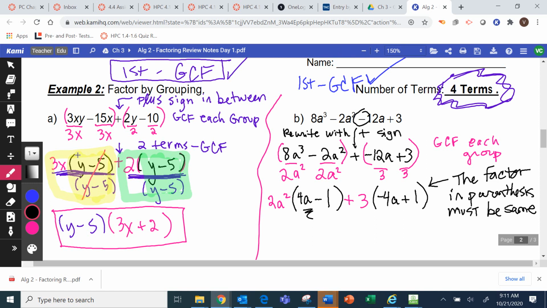I need to take out a negative. Okay? So up here, I should be taking out a negative 3. If I take out a negative 3, that's going to make this a positive 4, and that's going to make this one a minus 1. So if your signs are switched, you just need to take out a negative number rather than taking out a positive number.